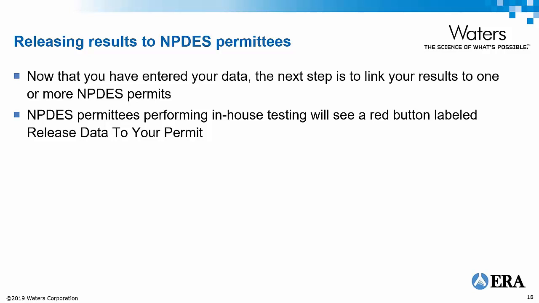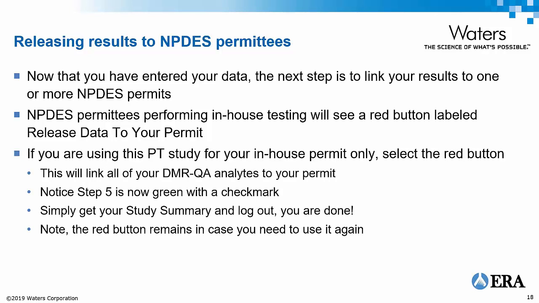If you are doing this testing for your in-house permit only, just your one in-house permit, hit the red button. It will link all of your analytes to your permit. You'll notice step 5 changes to green with a little check mark. You get your study summary, you log out, and you are done. I always want to point out the red button remains on the screen in case you need to use it again. It won't go away or change after you've hit it.